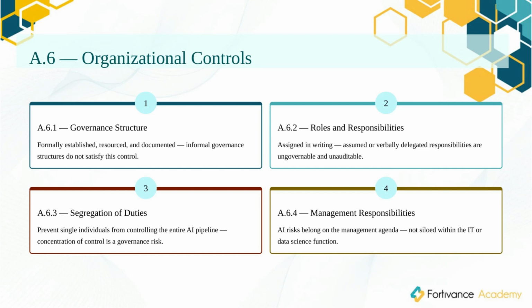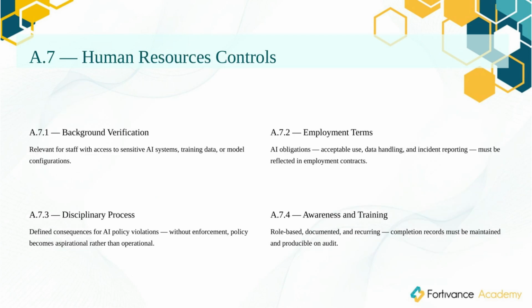A.7 mirrors the HR security controls familiar from ISO 27001 but applies them in the AI governance context. A.7.1 covers background verification, ensuring that staff with access to sensitive AI systems or data are appropriately vetted. The scope of verification should be proportionate to the sensitivity of access and documented in your HR procedures.